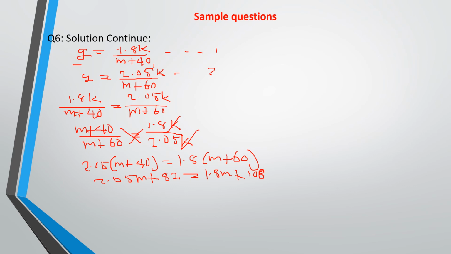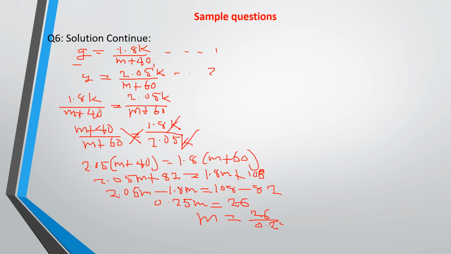Follow your normal mathematics procedure so that you now collect like terms. Is that okay? Just collect like terms. So you have 2.05 M minus 1.8 M is equal to 108 minus 82. So when you work this out, you have 0.25 M equals to 26. So your M is equal to 26 over 0.25. By the time you divide this out, you are going to have 104 gram.